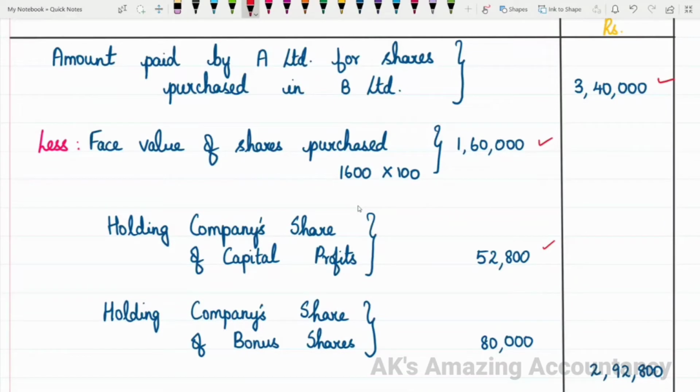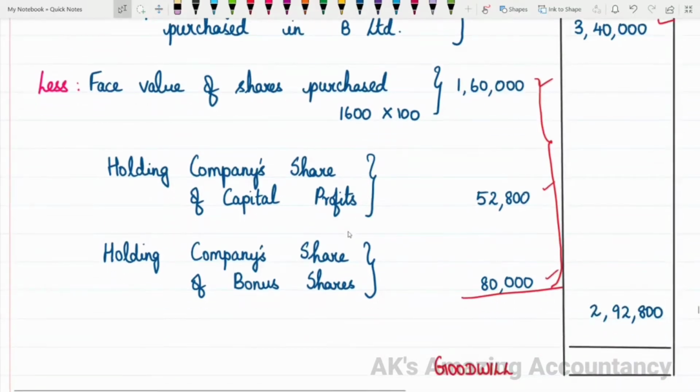Then remember, this is a problem involving bonus issues, isn't it? So the holding company share in bonus shares also has to be deducted here. What is the holding company share in bonus shares? Total bonus shares came to rupees 1 lakh, out of which 80,000 is for the holding company and the remaining 20,000 is for minority. So the holding company share of bonus shares is 80,000. Now add all these amounts. When you add all these amounts, you'll be getting a total of 2,92,800.